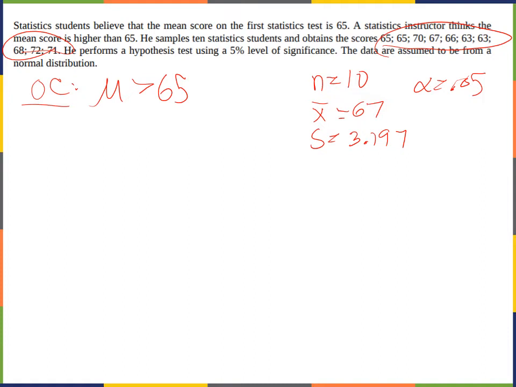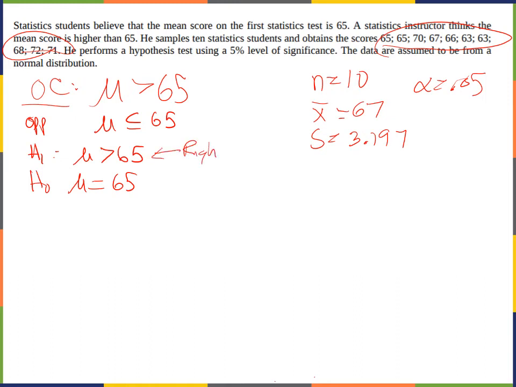So what we're going to do is write the opposite, okay? The mean is less than or equal to 65 is the opposite. So then H1 is that the mean is greater than 65. Why? Because that's the one that does not contain inequality. H sub 0 is that the mean equals 65 because H sub 0 is always equal to the claim value. This tells us we have a right-tailed test. Okay, right-tailed test. All right, we have everything we need to get started here.